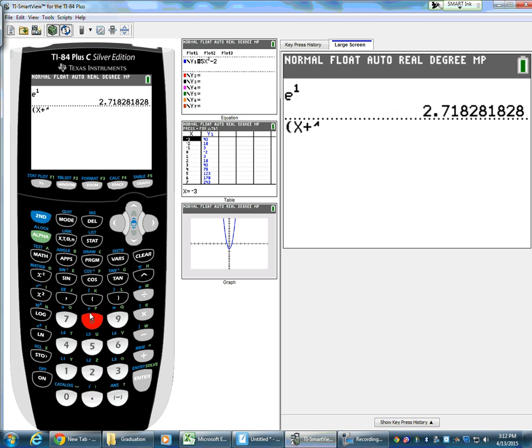So 8, let me clear that out. 8 to the 1/3 power. Just to double check and make sure I'm right. So 8 to the 1/3 power is 2. So that's my answer there.